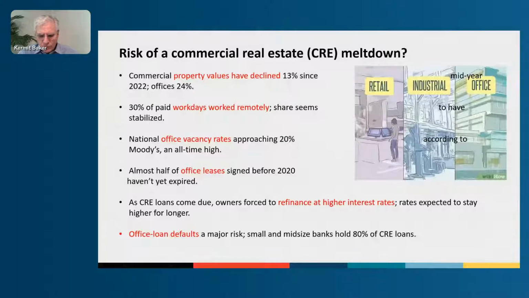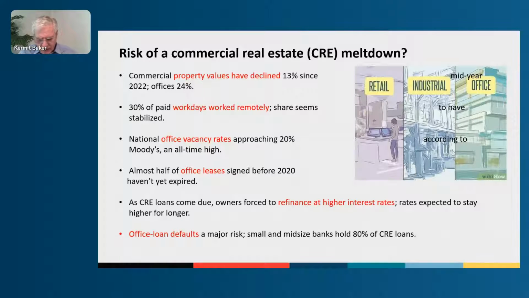The weakness that we're seeing in many commercial sectors is raising concerns that we may be in for a broader meltdown. So we've seen steep declines in commercial property values in most markets. I'll talk in a bit more detail about that in just a minute. Currently, about 30% of paid work days are worked remotely, and this has been fairly stable for quite some time. Doesn't seem to be moving down anytime soon. So it looks like it's sort of stabilized at that 30% working remotely. National office vacancy rates are near their all-time high. We haven't really seen the bottom yet.